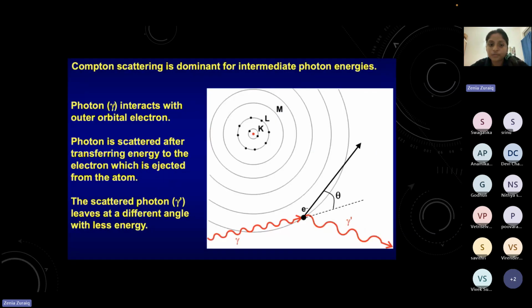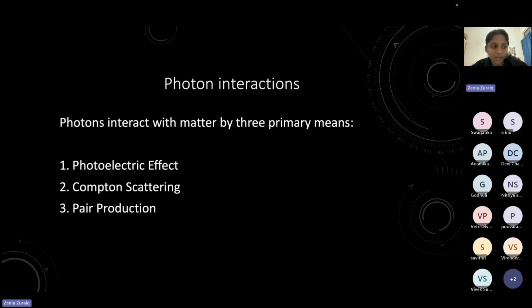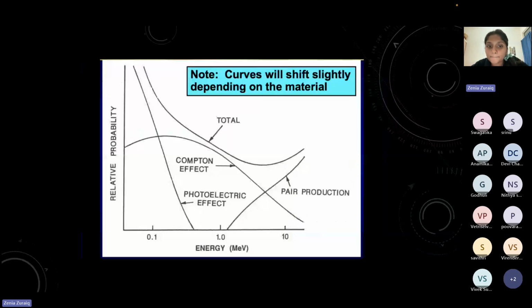So these are the three ways in which photons can interact with matter, and you can see how they are energy dependent. The photoelectric effect is dominant at low energies, the Compton effect at mid energies, and above 1 MeV, pair production also becomes likely. But of course, this is all material and medium dependent. So in a rough sense this is true, but it might not always be. There will be shifts in this graph depending on the exact situation that you have set up.